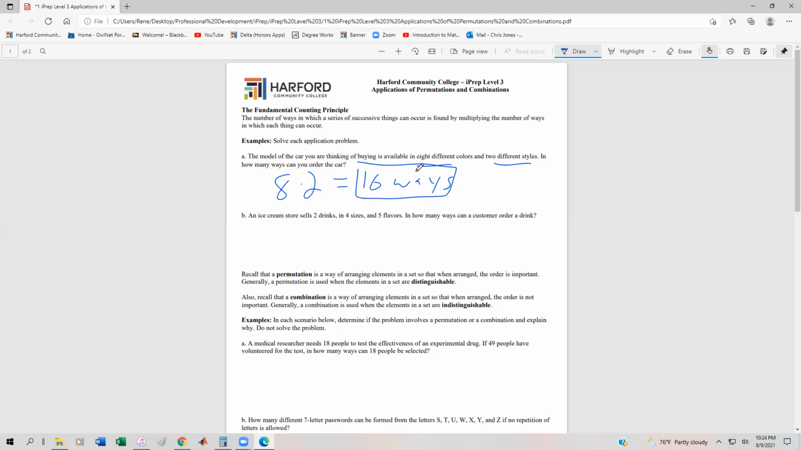Even if you have more than 2 items that you want to multiply together, say we have an ice cream store that sells 2 drinks, 4 sizes, and 5 flavors. How many ways can the customer order the drink? All right, so we would just take 2 times 4, which is 8, and then multiply that by 5. So 2 times 4 times 5 is going to be 40 ways that we can do this. So it's pretty easy to employ this fundamental counting principle.